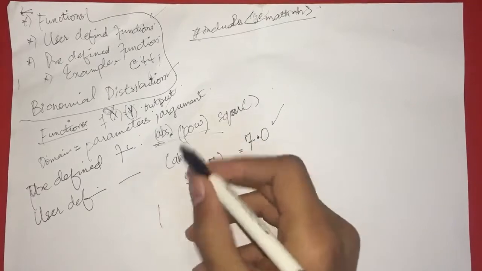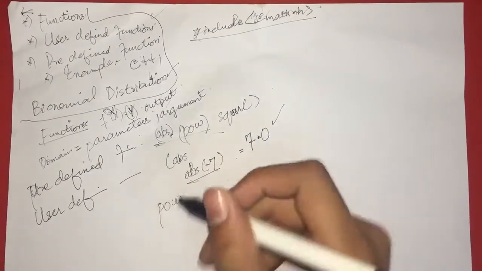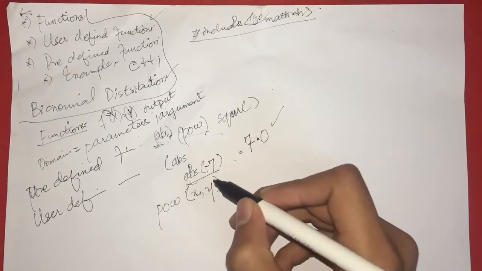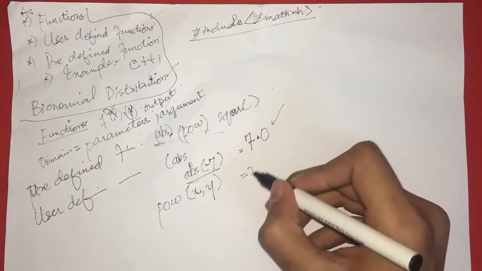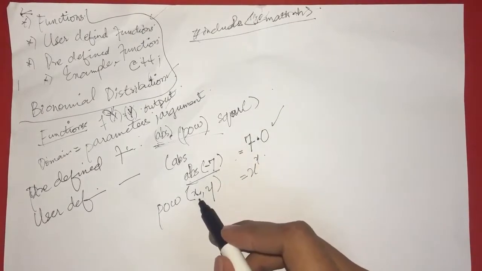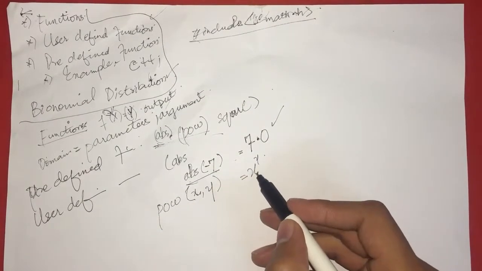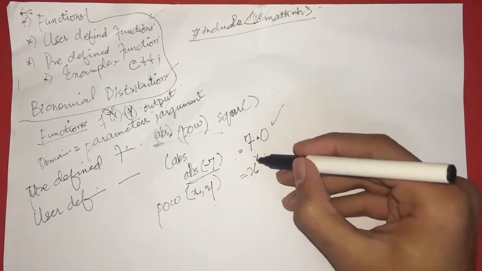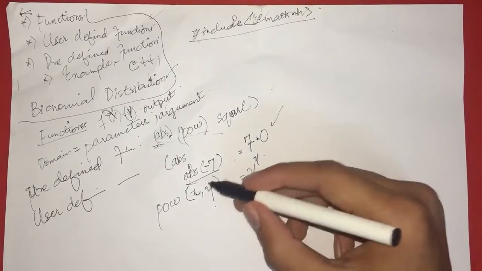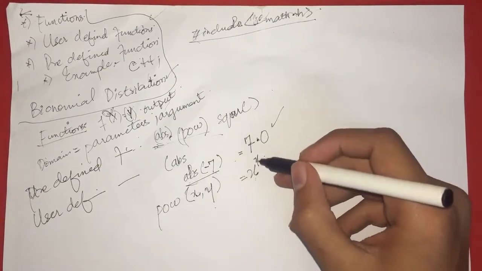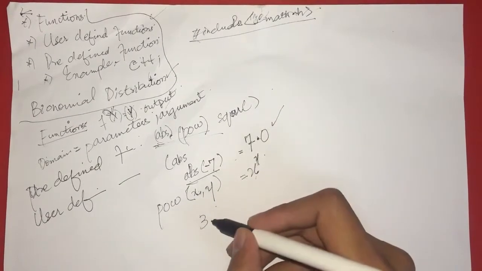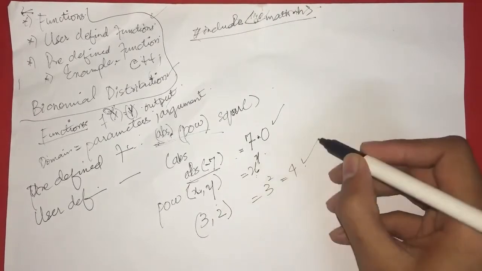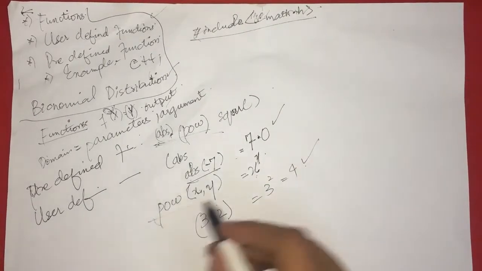Now let's come to the power function. What the power function does is it takes two parameters, x and y, and computes x power y. The first argument is taken as the base, and the second argument y becomes the power of the first argument. For example, if you insert 3 and 2 as arguments, it will give you 3 power 2, which is 9. So this is how you use the function power.